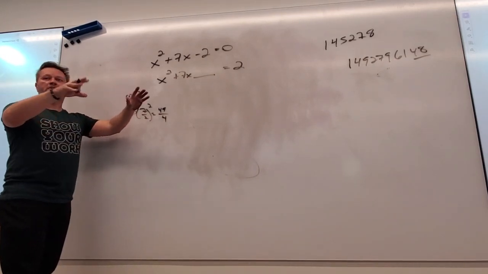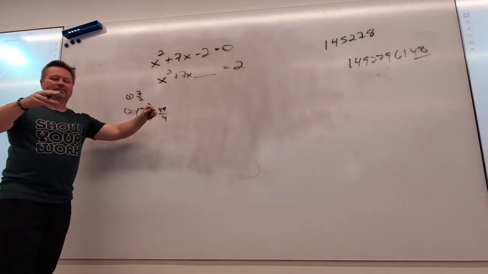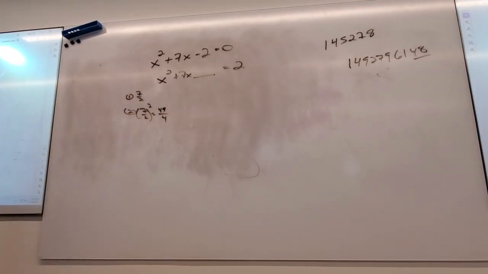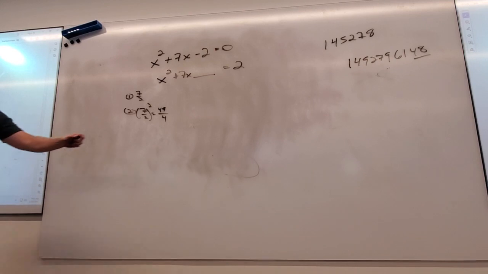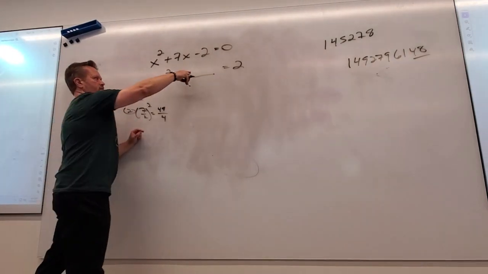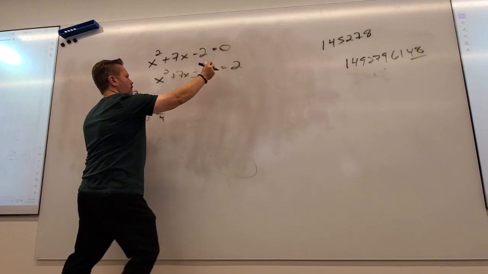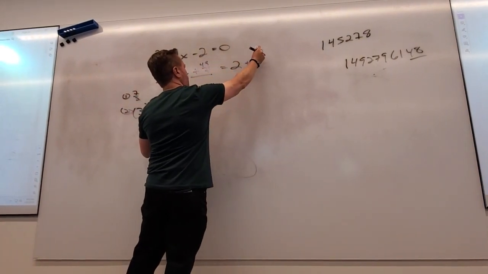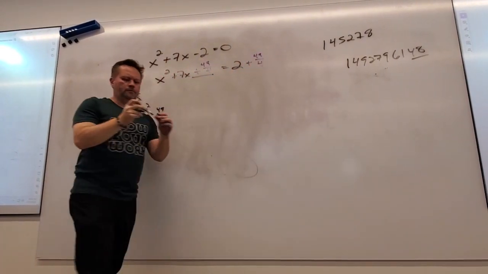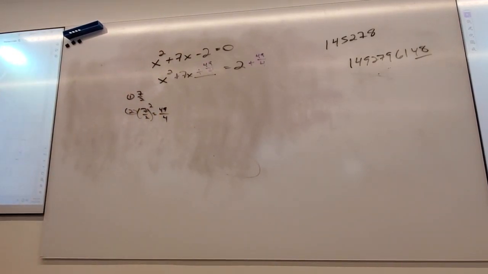Does anyone remember what goes where now? Where does this go? Okay, so that's what I add to both sides. The top one's the exponent, the bottom one's the root. It's not a power, it's just a number. It's just a fraction.